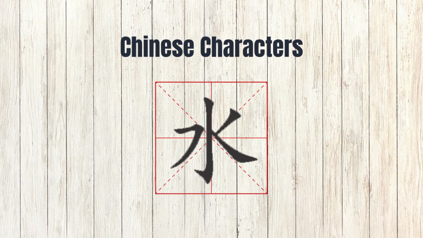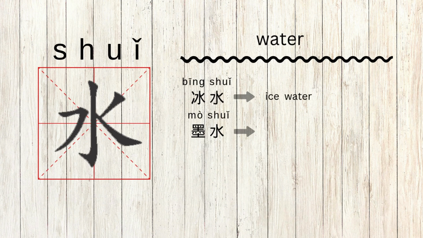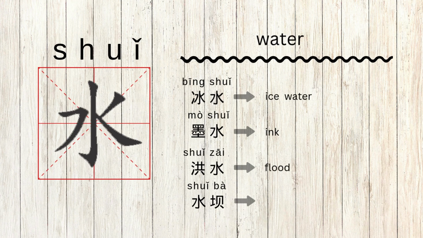Today, we are going to explore an ancient Chinese character. Its pronunciation is 水 and it means water. When this character is combined with other characters, it forms many common words. For example, 冰水 means ice water, 墨水 means ink, 洪水 means flood, 水坝 means dam or reservoir.